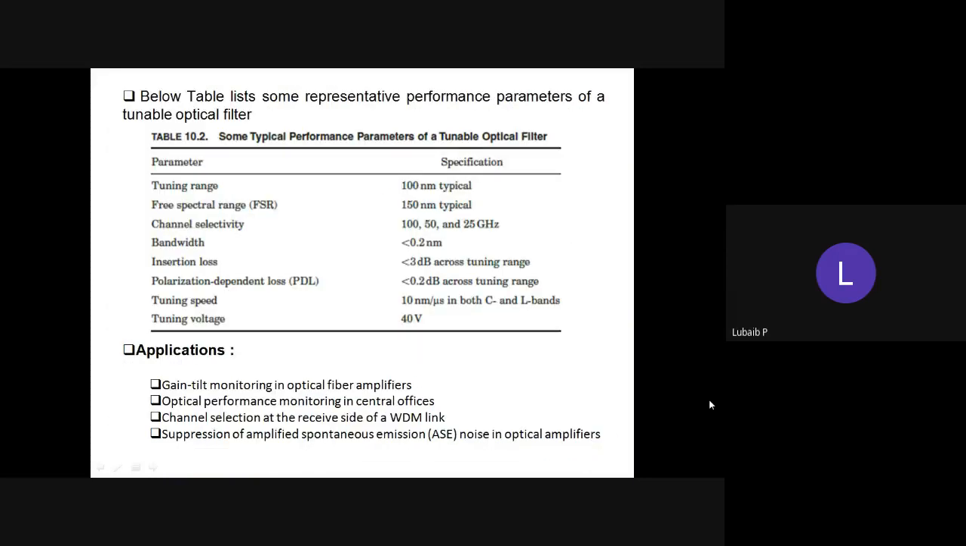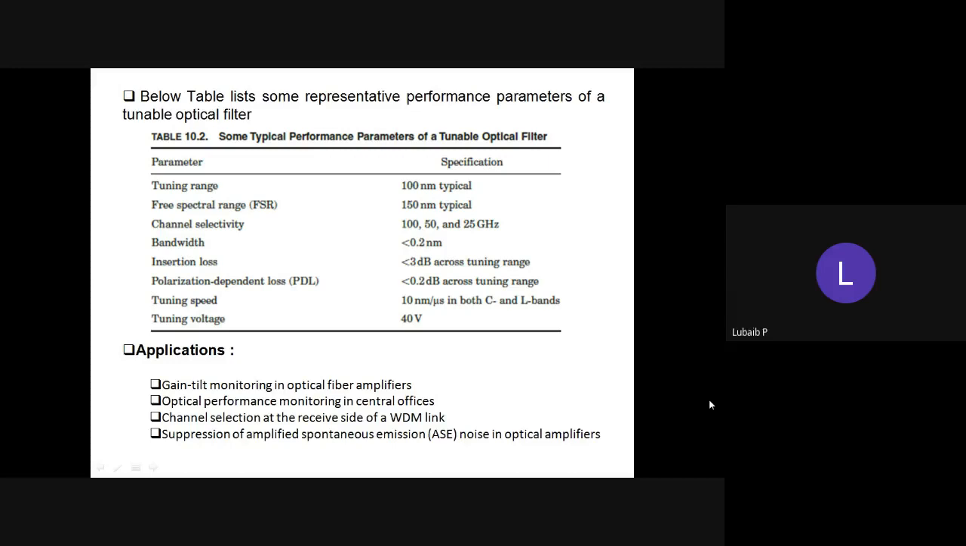Here the table shows the performance parameters of the tunable optical filters, that is the parameter and specification. The tuning range is typically around 100 nanometers, and the free spectral range, that is FSR, is typically 150 nanometers. The channel selectivity is 150 and 25 gigahertz, with bandwidth less than 0.2 nanometer. The insertion loss we have discussed in the previous session, and it is less than 3 dB across the tuning range. The polarization dependent loss, PDL, is less than 0.2 dB across the tuning range. The tuning speed is 10 nanometers per microsecond in both C and L bands. The tuning voltage is 40 volts.